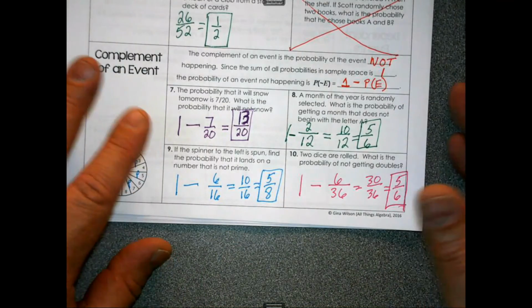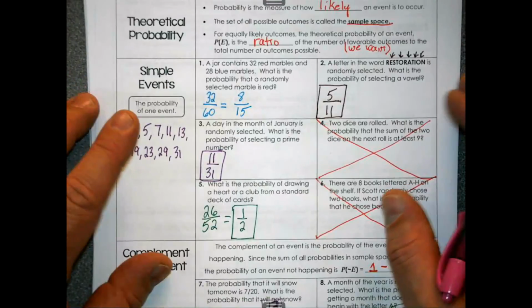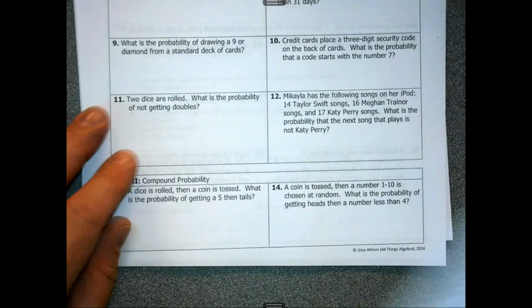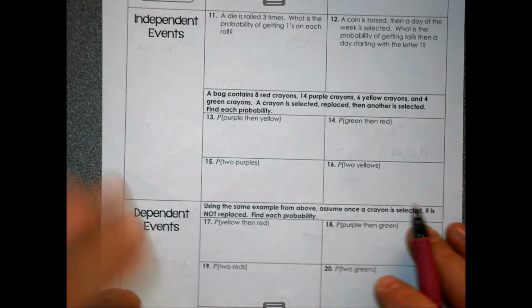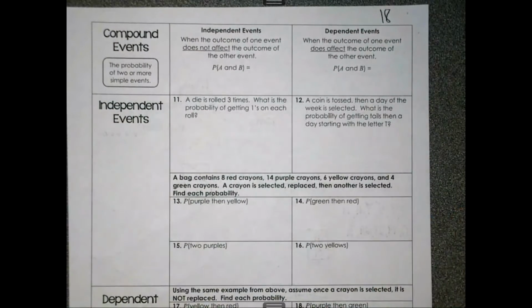Piece of cake, right? So we needed to learn about simple events because I want to talk to you about independent and dependent variables. Independent variables.